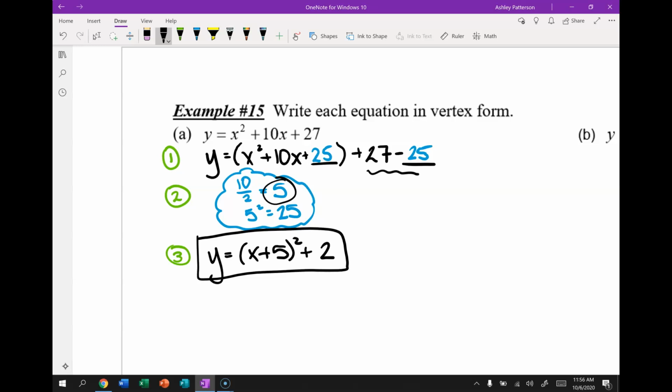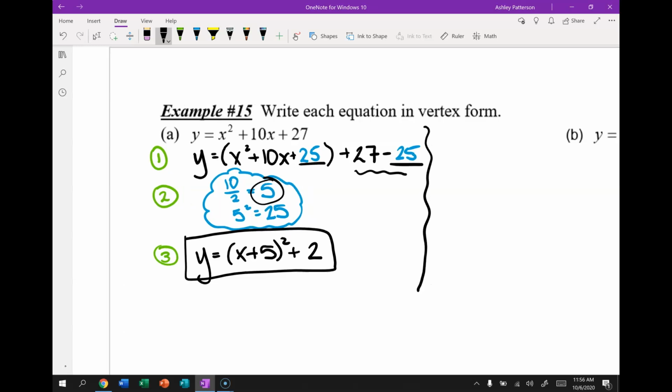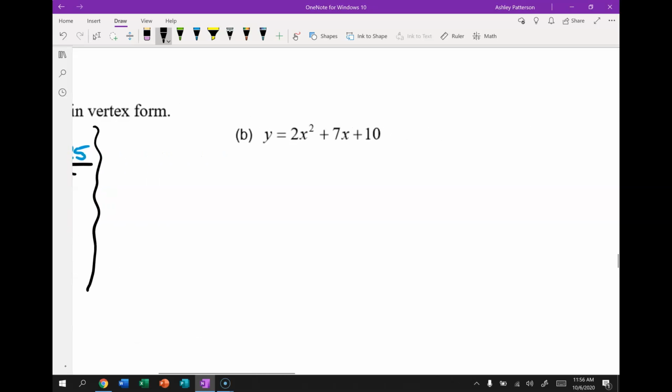Okay, now this is just an extra tool, an extra resource for you. And that's why I think it's important to see. Sometimes it's easier to do that than find our negative b over 2a. Now, ladies and gentlemen, what if I ask you to do this one? Oops.